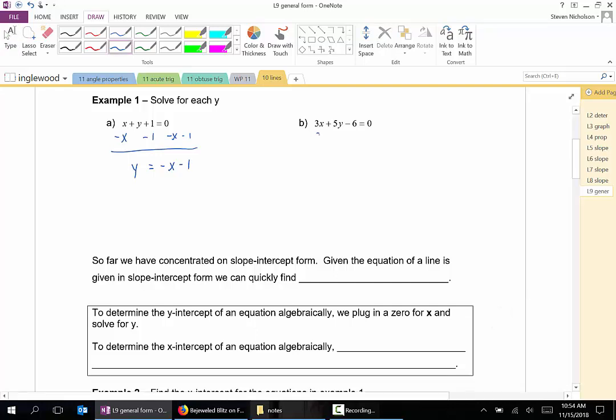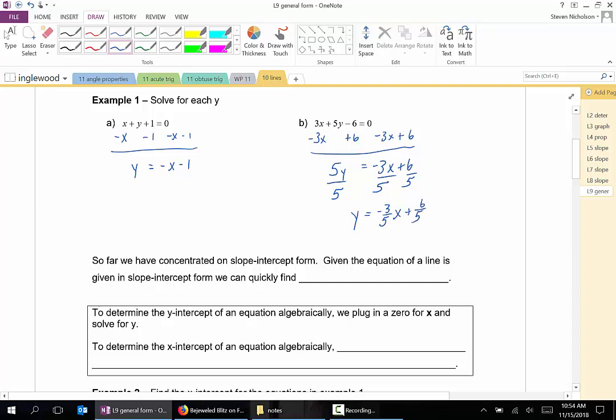This one right here is pretty much the same, with one extra little step. We're going to get y by itself. We're going to subtract 3x and add 6 to both sides. And then we get y is equal to negative 3x plus 6. And then we're going to divide everything by 5. And when we do that, we get y equals negative 3 over 5 x plus 6 over 5.